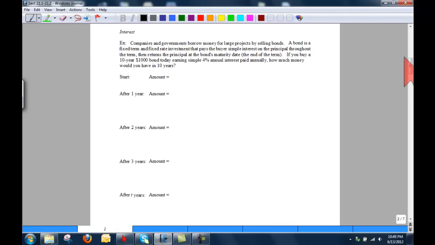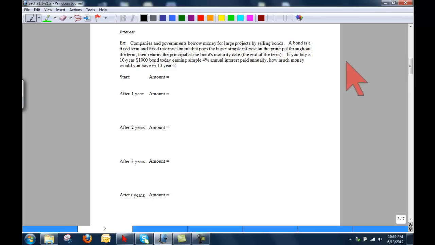Let's talk about interest, and I want to contrast simple and compound interest. If you're not familiar with the terms, simple interest just pays you on the principal, on the amount you invested, whereas compound interest pays you both on the principal and on the previous interest. So in compound interest, you earn interest on the interest. In simple interest, you don't do that.